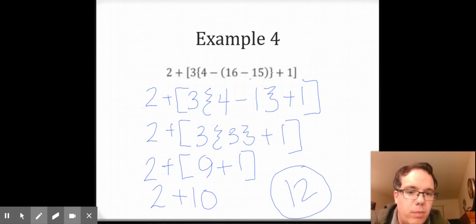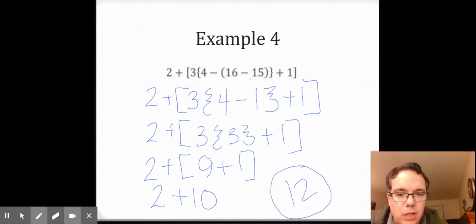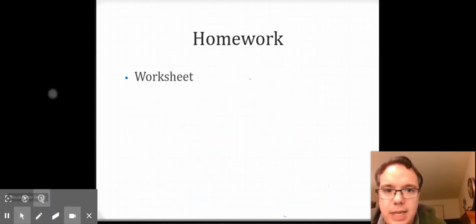Now I ran out of room, but normally I would have written it down below. So I showed each step and I did each group one at a time. So I went with parentheses, then braces, then brackets, showing each step along the way. All right, so make sure you're always rewriting the problem and showing all your work. So that was the last example of your homework.